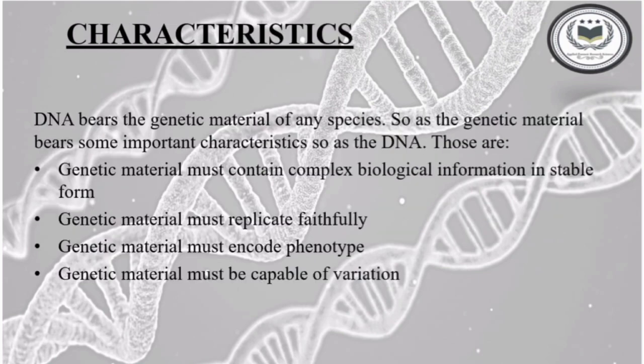As we say, DNA is a genetic material. For being a genetic material, it needs some important characteristics. It must contain complex biological information in stable form. Also, it must replicate faithfully, and so does DNA, that is, it is self-replicating. It must encode phenotype, and it must also be capable of variation, and all these qualities are present in DNA. So DNA is a complex molecule which can replicate, is capable of variation, and has stable biological information which codes for various genes.